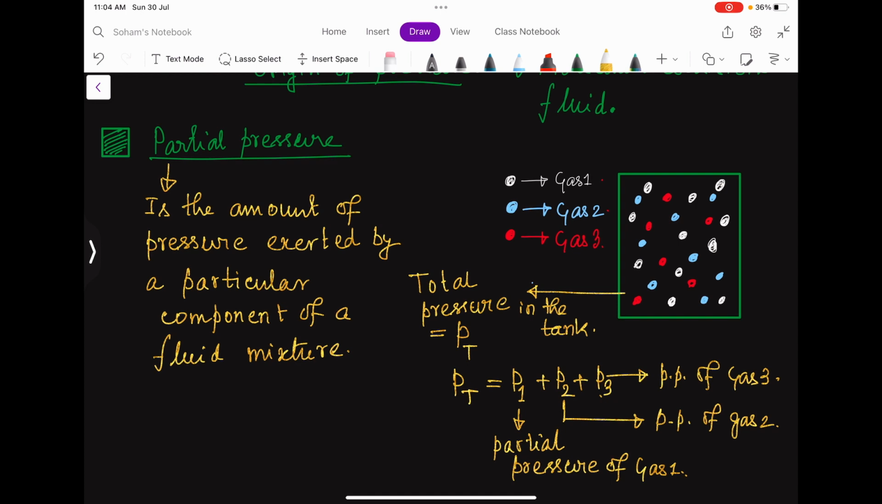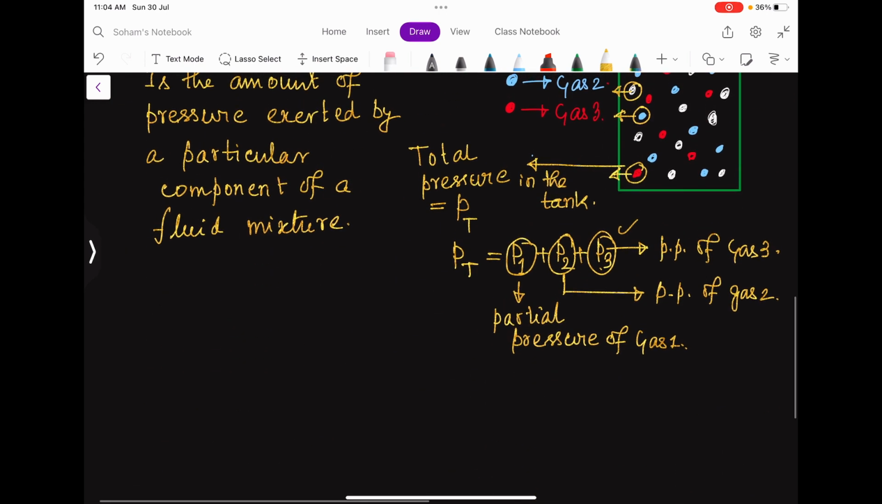So this is the concept of partial pressure, from the point of view of molecular collisions. Out of all the collisions made by the red, blue and white molecules, how many collisions are made by these white molecules, that is contributing to P1. How many collisions are made by these blue molecules, and that is contributing to the value of P2. How many collisions are made by these red molecules, and that is affecting the value of P3. So this is the concept of partial pressure.